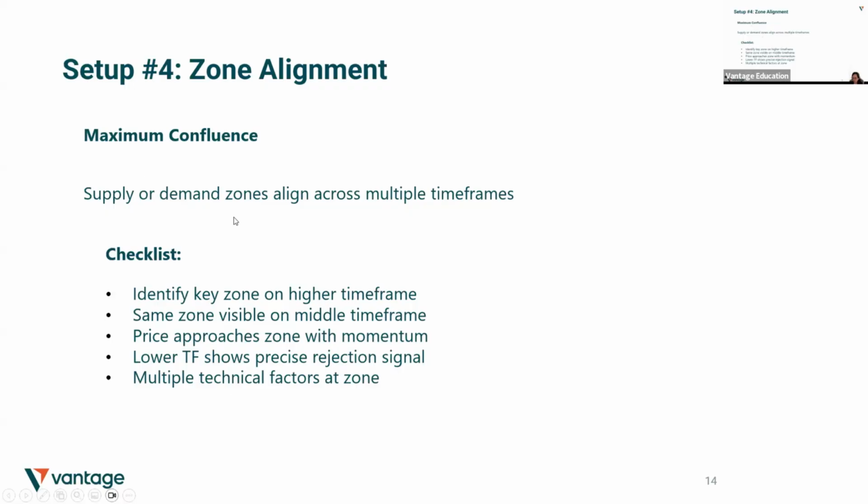So supply or demand zones align across multiple time frames. Checklist: identify the key zone on a higher time frame, same zone visible on the middle time frame. Basically, here, right? You identify the key level on H4. Let's say H4 is bullish. Same zone visible on the middle time frame, which is H1. You also see it's bullish.